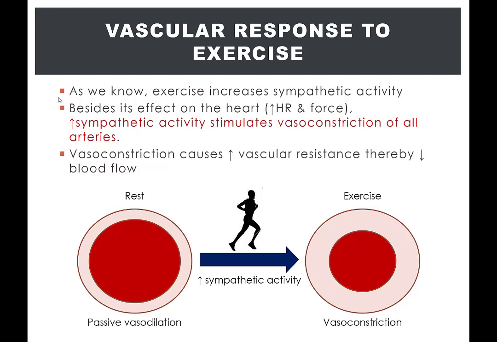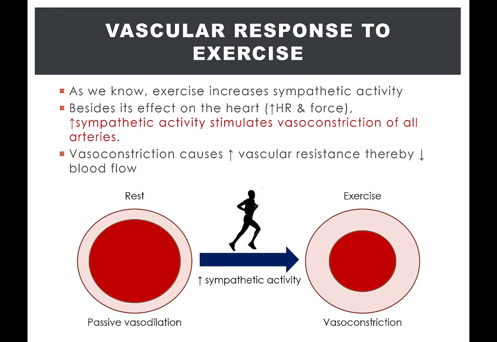So the question now is, how does increased sympathetic activity during exercise affect arteries? Generally speaking, arteries, more specifically their smooth muscles, have the ability to contract or dilate, which is termed vasoconstriction and vasodilation, respectively. Increased sympathetic activity, like during exercise, stimulates vasoconstriction of all arteries. I will say that one more time. Increased sympathetic activity, like during exercise, stimulates vasoconstriction of all arteries in the body.